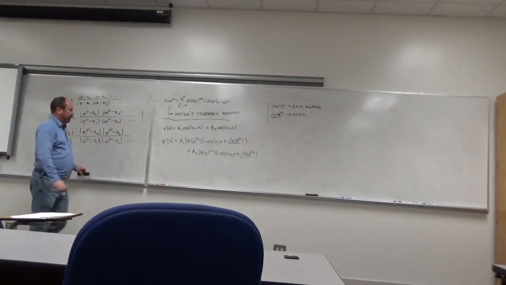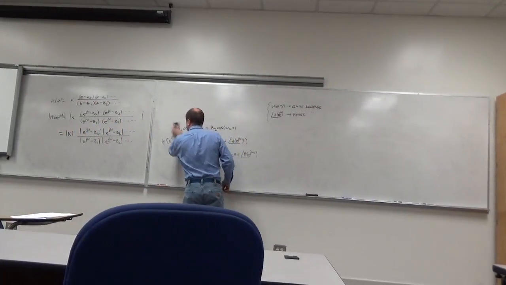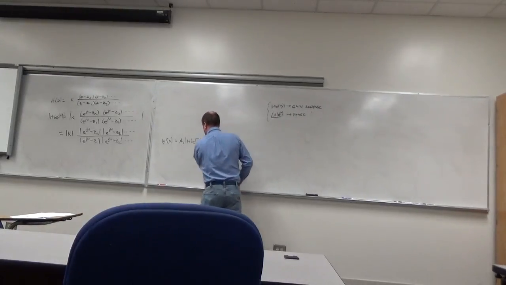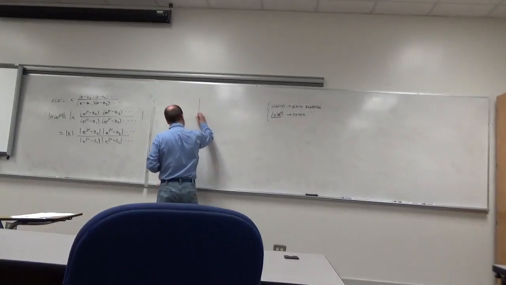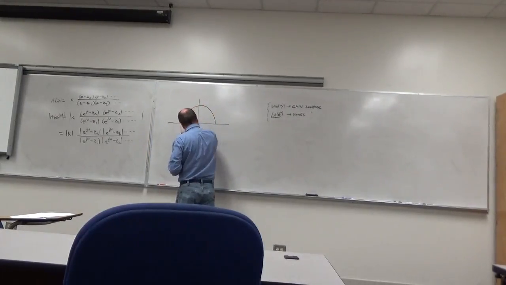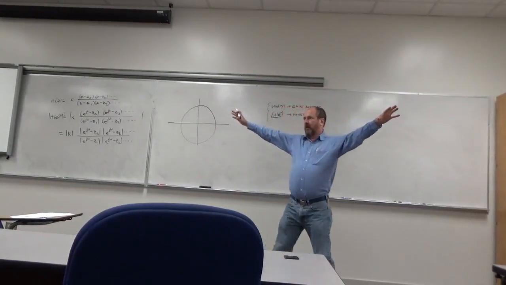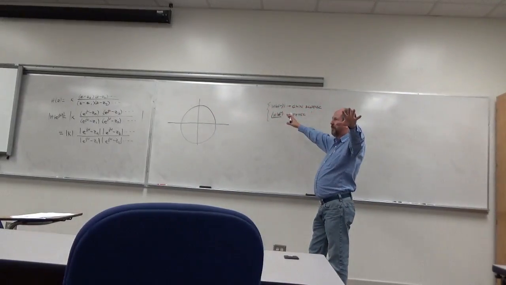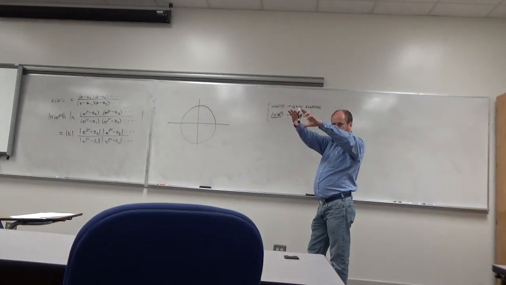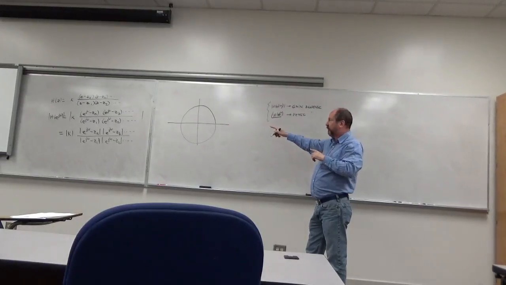Now it's time to draw a picture. Let's draw a picture and talk about a geometric interpretation of that equation. So, we all agreed that when we replace z by e to the j omega, we're going from the entire z-plane down to just the unit circle.